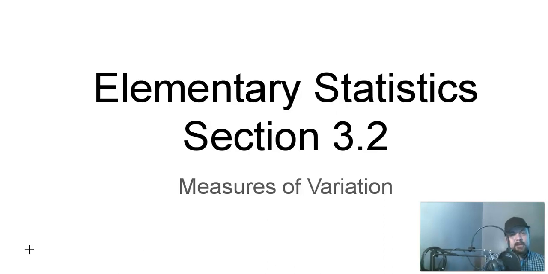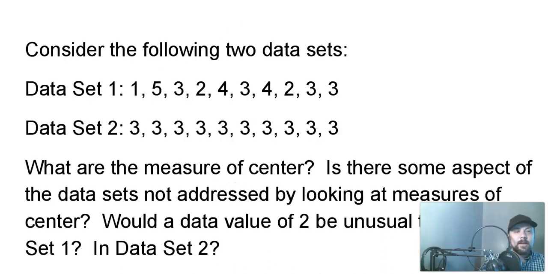In this video, we're going to take a look at section 3.2 on measures of variation. All right, so consider the following two data sets. This is how I always introduce this topic because it shows you the relevance of it, why it's really necessary. So here we have two data sets, data set number 1, data set number 2.